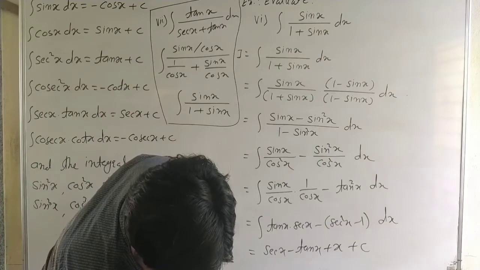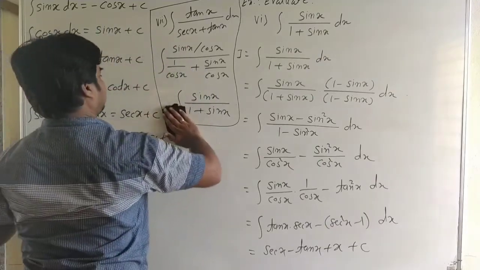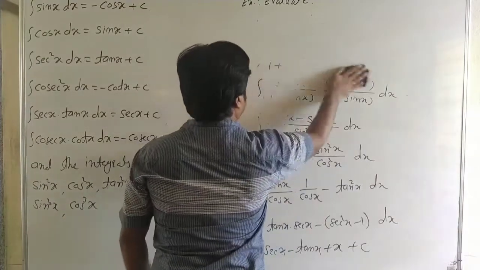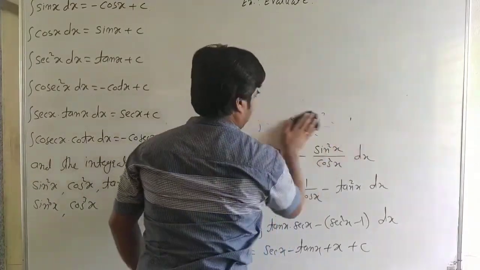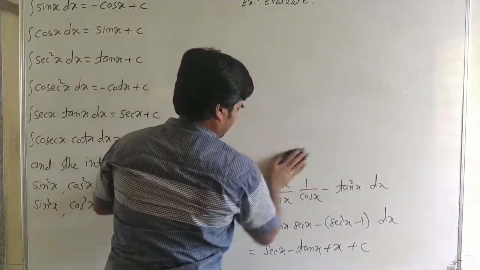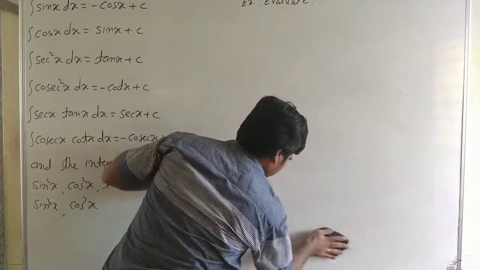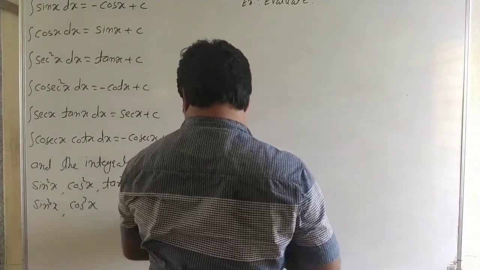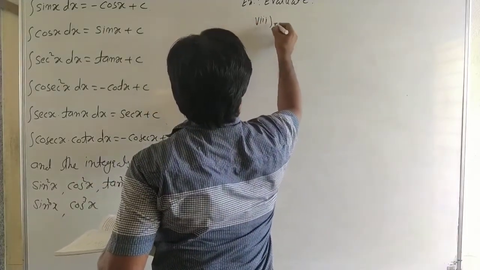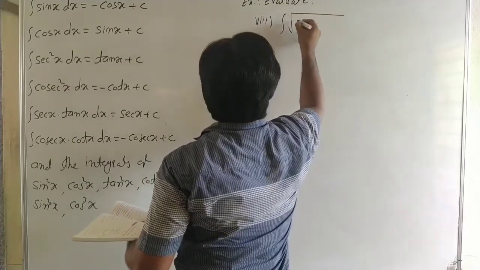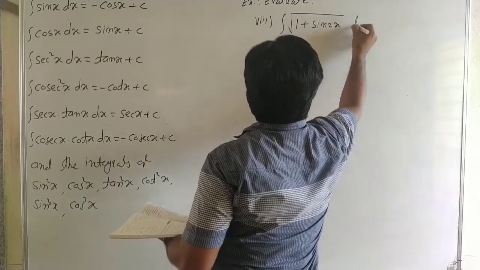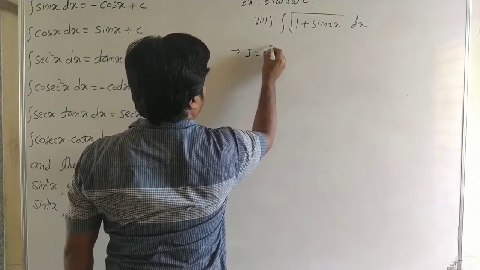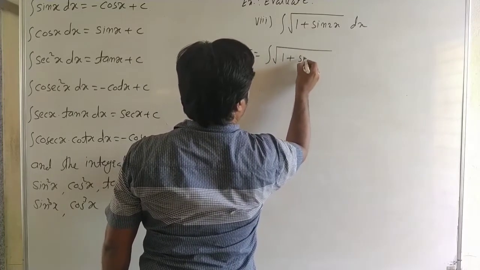Now we see the next example, the 8th example: integral of under root 1 plus sin 2x dx.